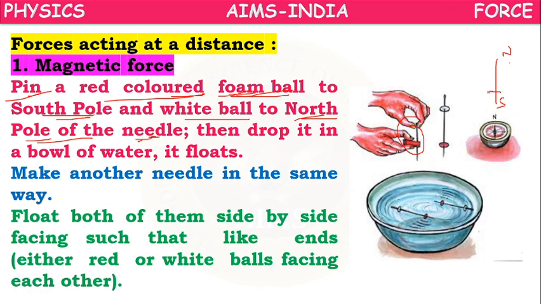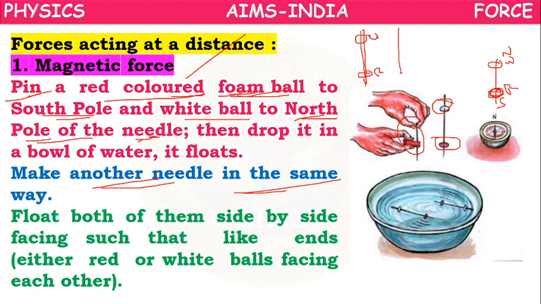To the south pole, we attach a red color foam ball, and to the north pole, a white color foam ball. Like this, white foam ball, red foam ball, we attach to the magnetic needle. We have to make another needle in the same way, another magnetized needle, with a red foam ball at the south pole and a white foam ball at the north pole. Like this, two needles we have to make.